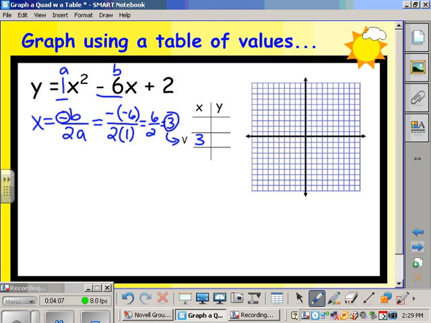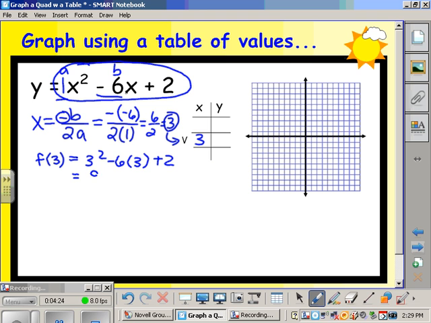Now we're going to find the y value of the vertex. So we're going to plug in the 3 for the x's in our original equation. So it'll be 3 squared minus 6 times 3 plus 2. And when we simplify this, we're going to get 9 minus 18 plus 2, which equals -9 plus 2, or -7. So (3, -7) is going to be our vertex.